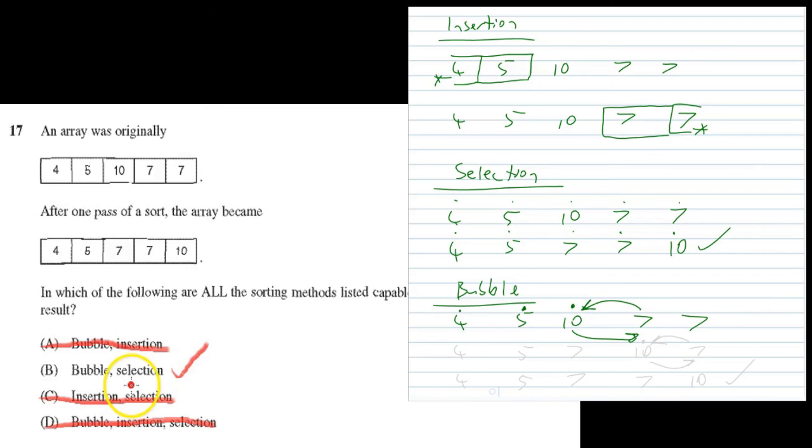Okay, so we redraw that. We have 4, 5, 7, 10, 7. Now we're going to look at position 4. We've already looked at the first 3 positions. And we look to its neighbour, which is a 7. And again, they do need to swap, giving us 4, 5, 7, 7, 10. Again, that gets us to our answer after one pass, and we're sure that B is the correct answer.